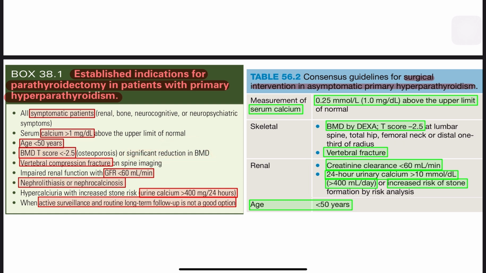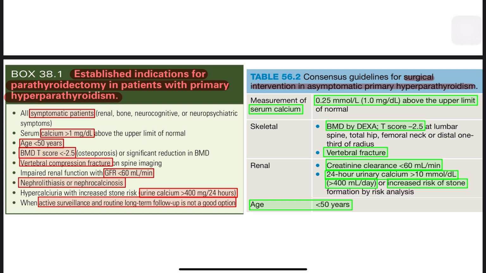Okay, then vertebral compression fracture on spine imaging, or if the GFR is less than 60 ml per minute. Okay, and nephrolithiasis or nephrocalcinosis. Okay, or hypercalciuria with increased stone risk. So in urine, calcium more than 400 mg per day. Okay, and when active surveillance and routine long term follow up is not a good option.